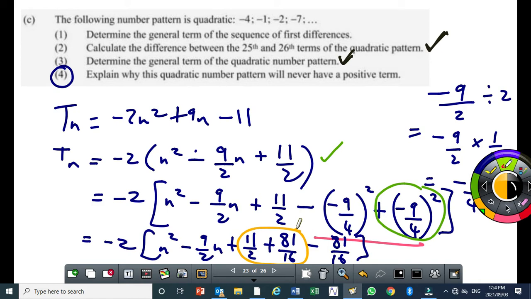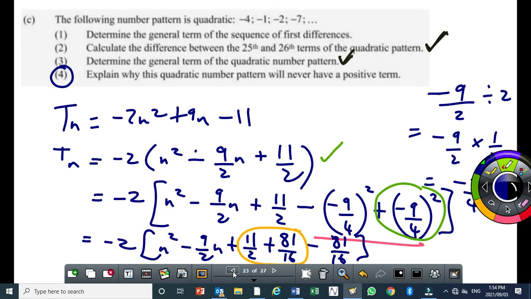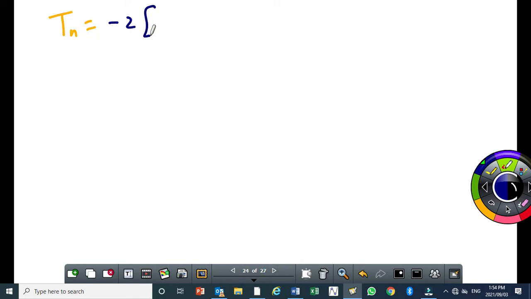Right, let me count. So this becomes Tn equal to minus 2. Okay, let me move on a little bit quickly. Right, so we'll end up getting minus 2 open bracket n squared minus 9 over 2n. This is n squared minus 9 over 2n plus 169 over 16. Okay, I hope you are following that.